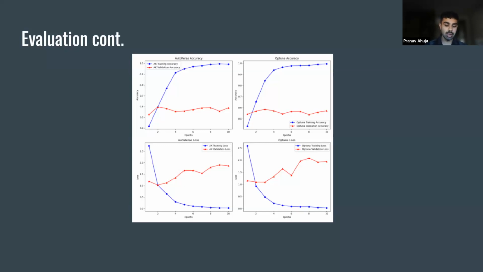Now for the losses, the training loss for both AutoKeras and Optuna are nearly identical. However, the Optuna training loss value is less than the AutoKeras loss. So my model does have a better way to manage the training losses. However, for the validation losses, my validation loss for Optuna has more variance compared to the AutoKeras validation loss, which may indicate that my model has more overfitting for the validation losses.